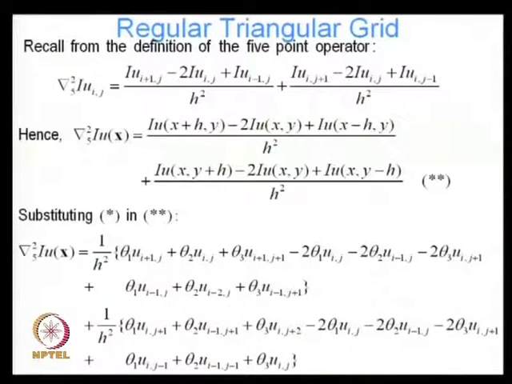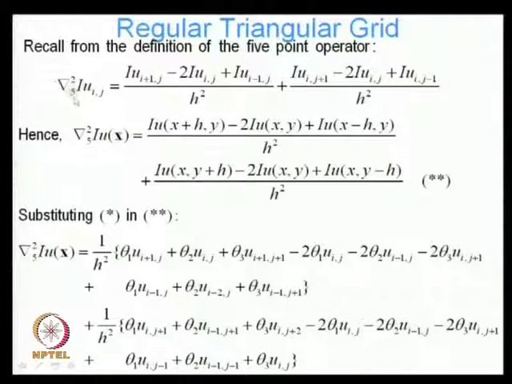So, now what do I get? So, again let us go back to our definition of the 5-point difference operator, which was del 2 5 u i j is equal to u i plus 1 j, u i j, u i minus 1 j, and so on and so forth.